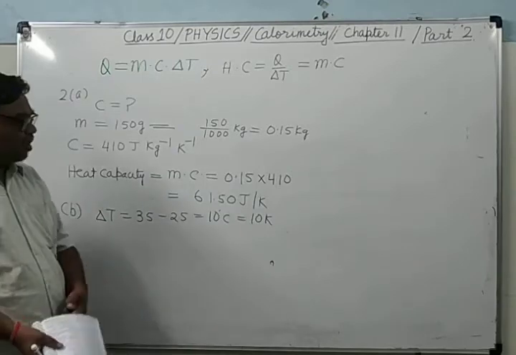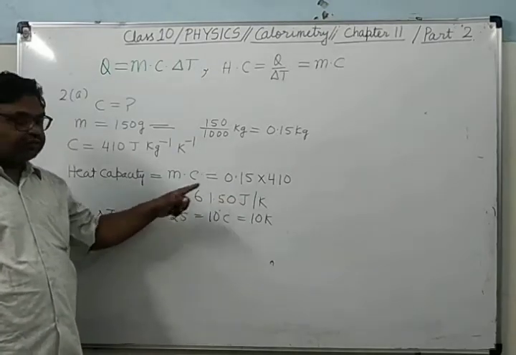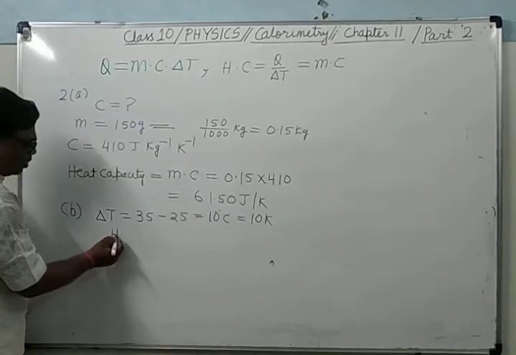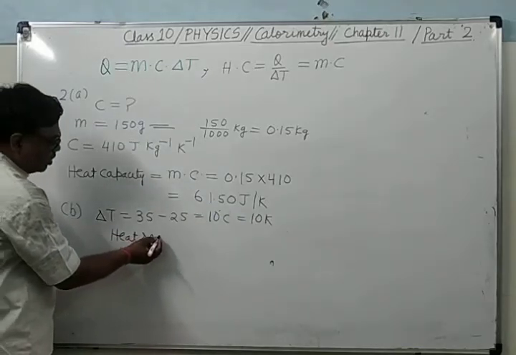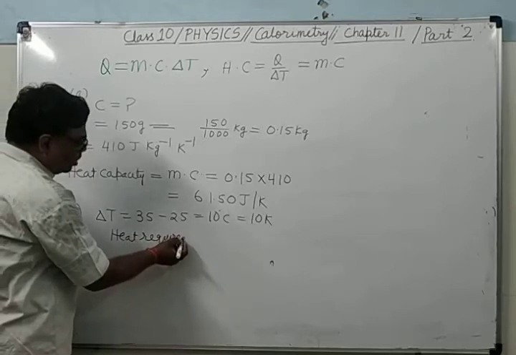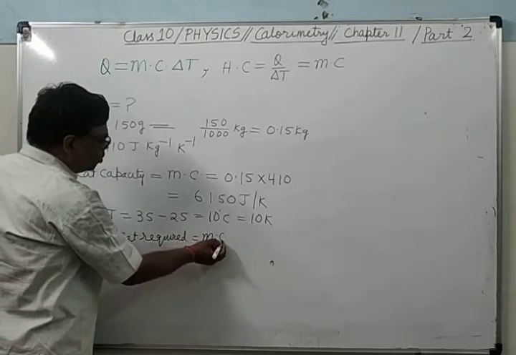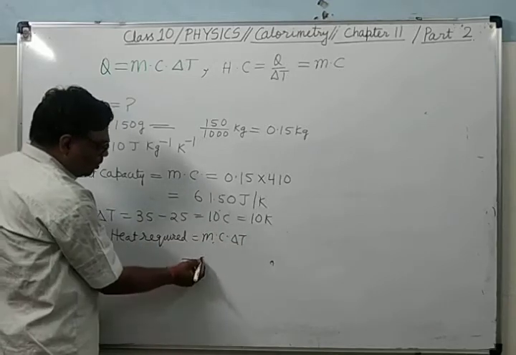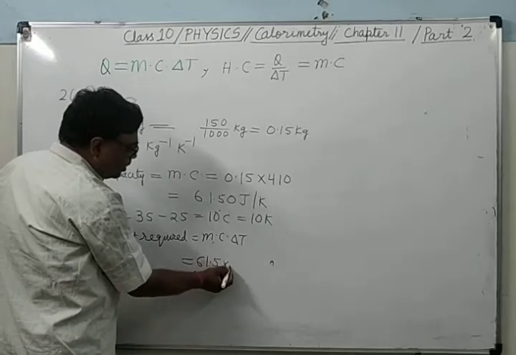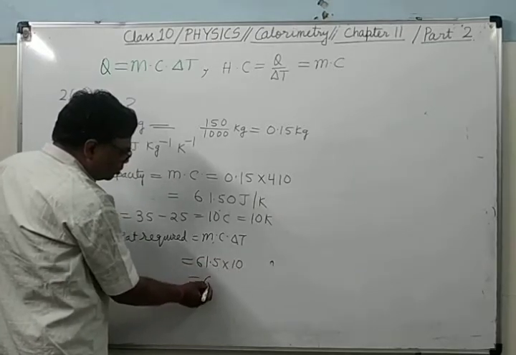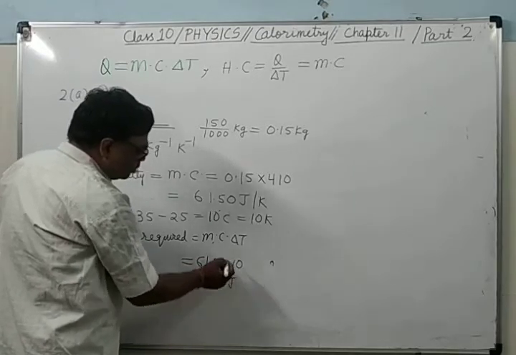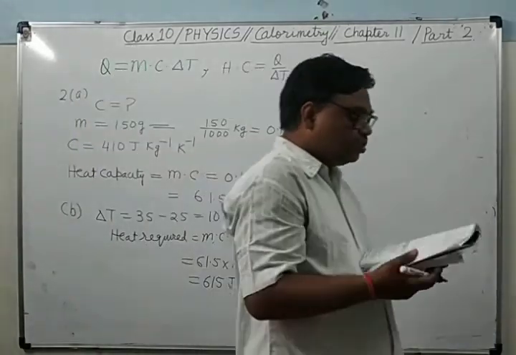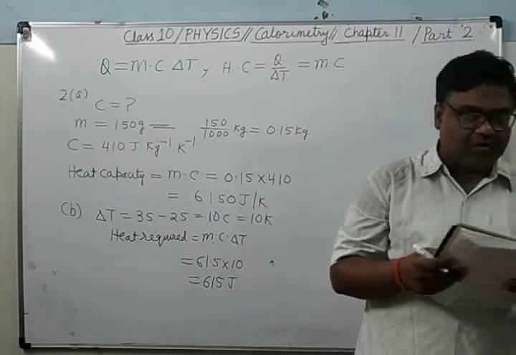Now you can see here, for 1 Kelvin this much heat is required. So for 10 Kelvin, this into 10. So heat required equals M into C into delta T. M into C you already know, 61.5 into 10, that equals 615 joule. 615 joule. Is it clear?